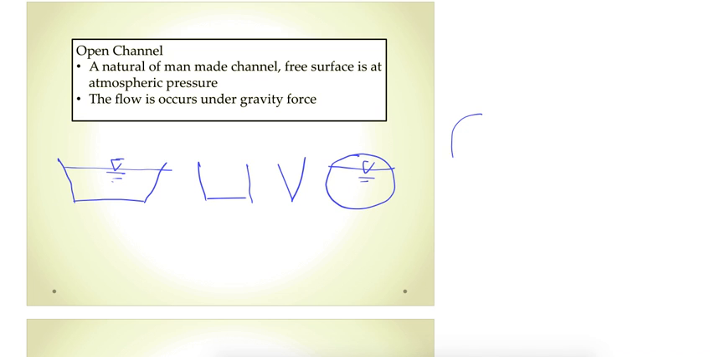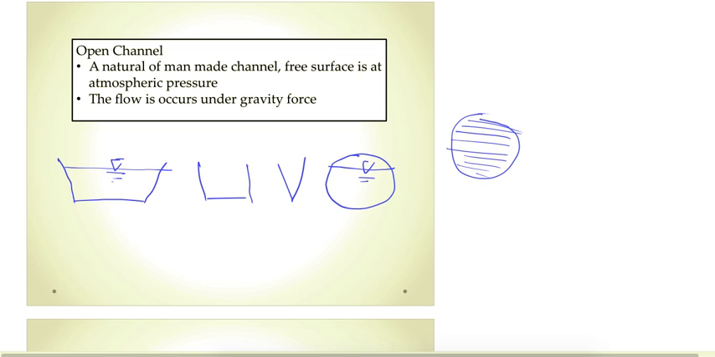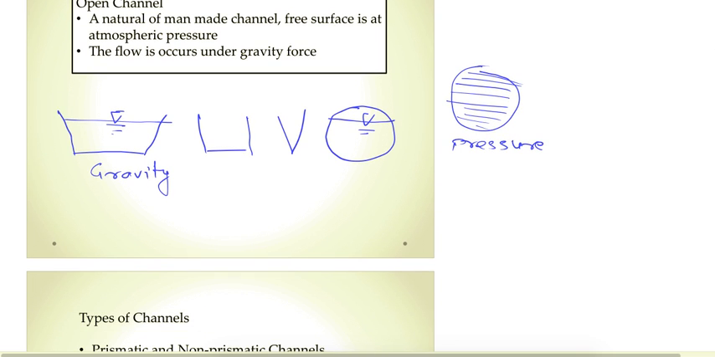Whereas in pipe flow, the complete circular pipe will be under pressure, and so the driving force in pipe flow will be pressure, whereas in open channel flow it will be gravity. And so basically it is driven by gravity, so we consider the Froude number in this case, and in pipe flow we see the Reynolds number. So this is the basic difference between the two.